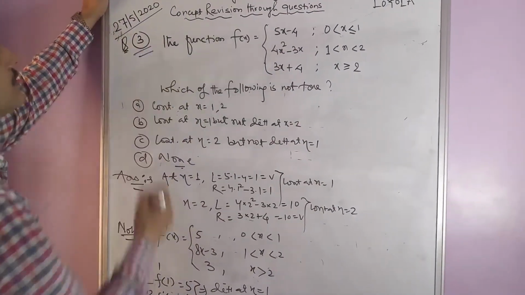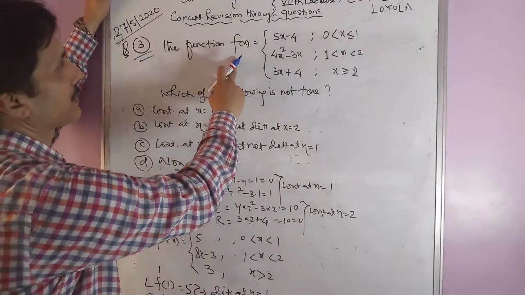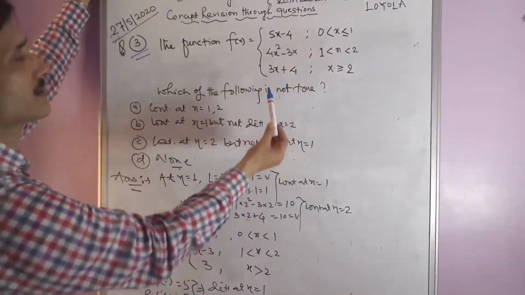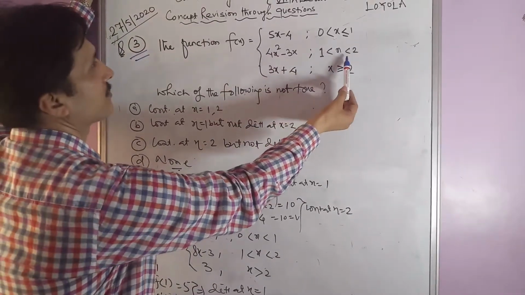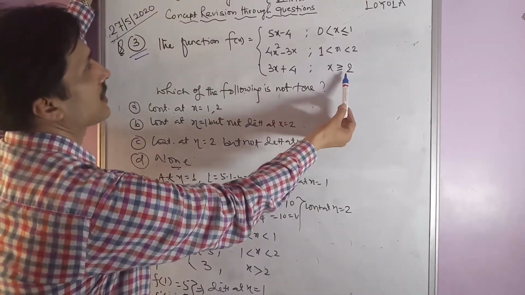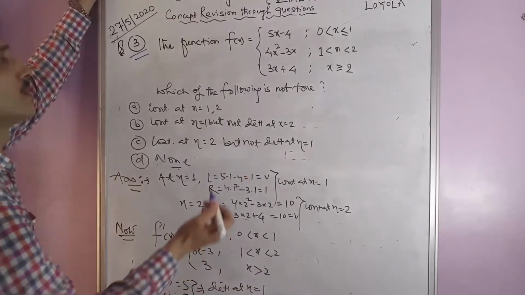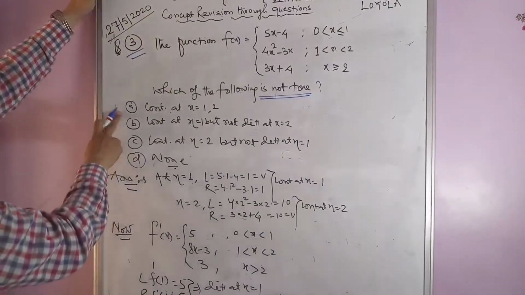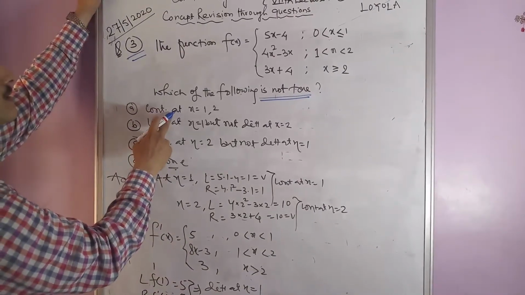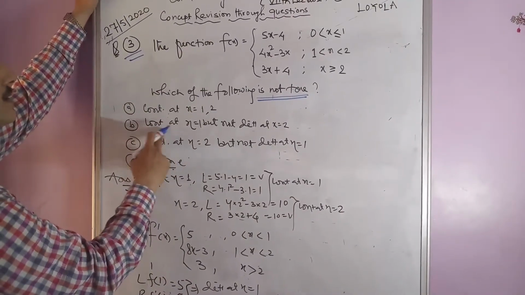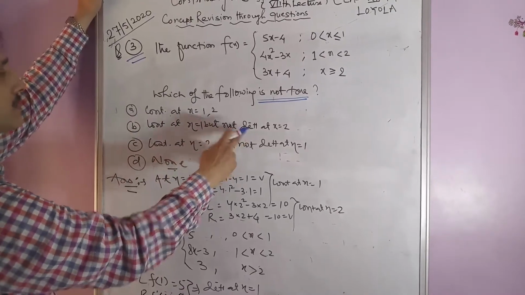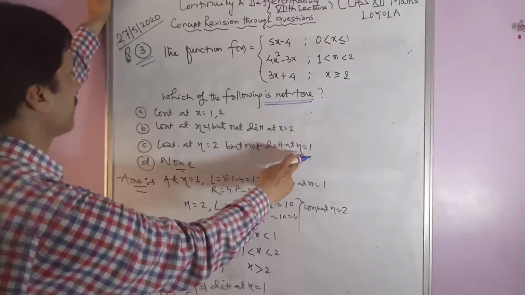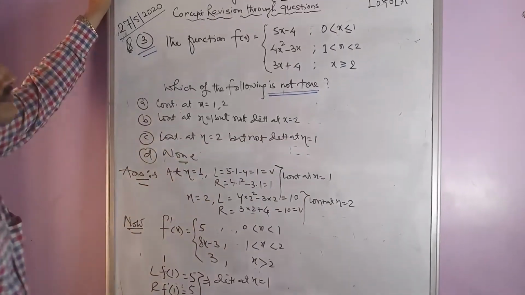Third one: the function f(x) is 5x minus 4 for 0 to 1, 4x square minus 3x for 1 to 2, 3x plus 4 for x greater than or equal to 2. Which of the following is not true? Here first option, continuous at 1 and 2; continuous at 1 but not differentiable at 2; continuous at 2 but not differentiable at 1; and none of these.